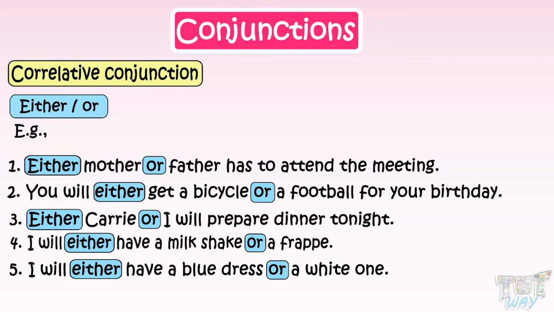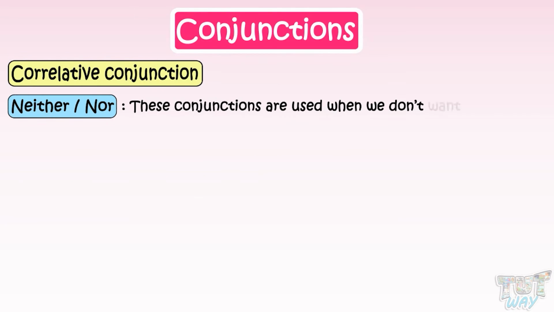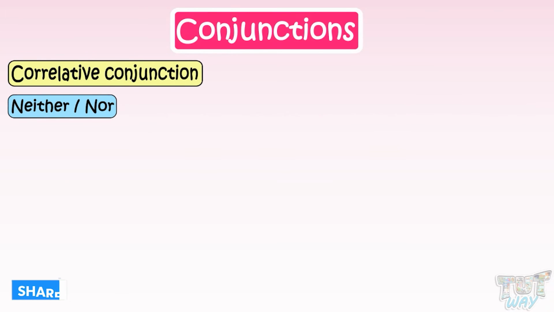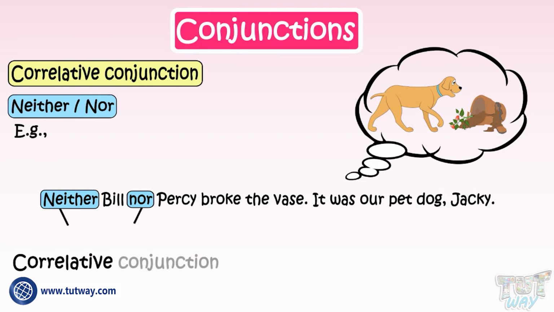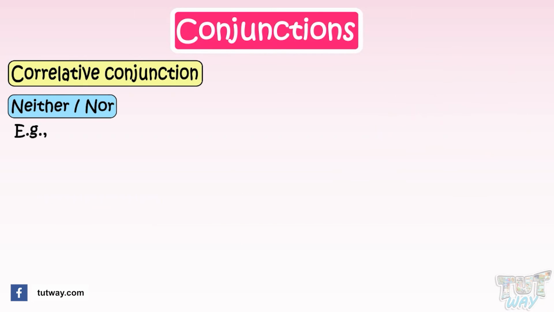Now, the next correlative conjunction is neither nor. These conjunctions are used when we don't want to choose any option out of the two given options. Example, neither Bill nor Percy broke the vase. It was our pet dog, Jackie. Here, neither nor is used, as no one out of the two persons did the action of breaking the vase. Now let's see some example sentences in which neither nor is used.